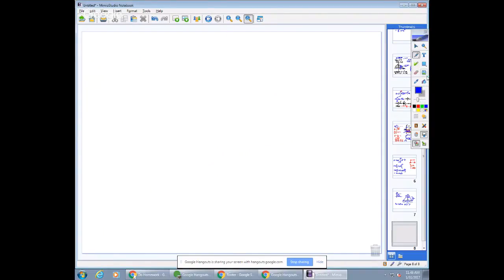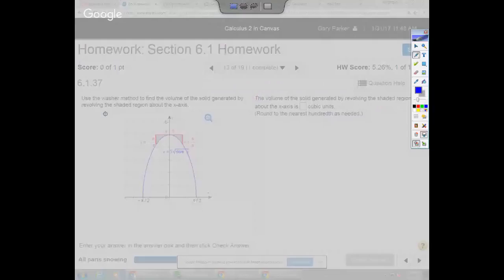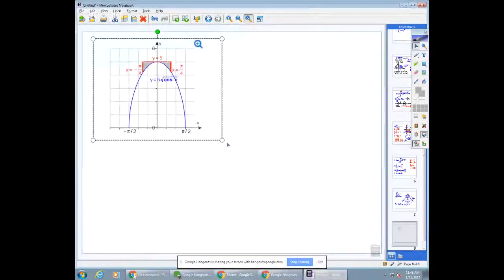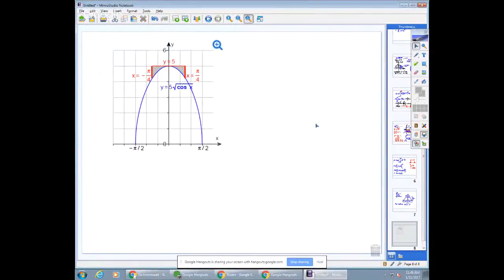All right, let's see, screenshot, x-axis. Okay, so we'll take a look in a sec.